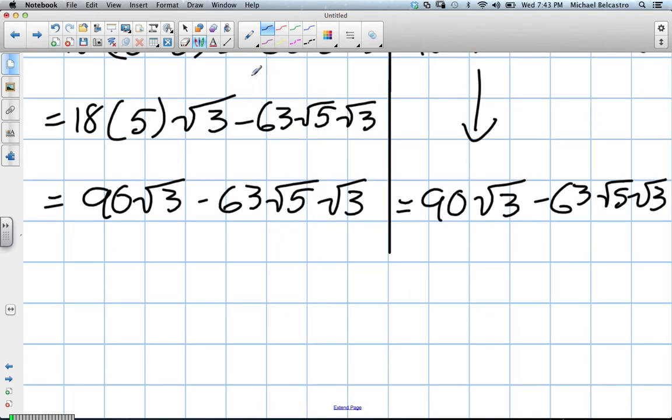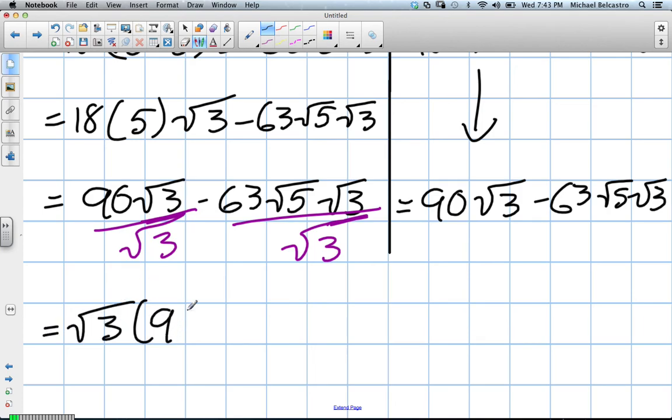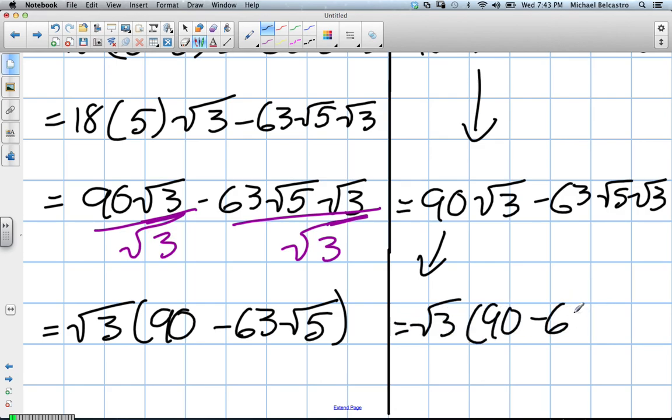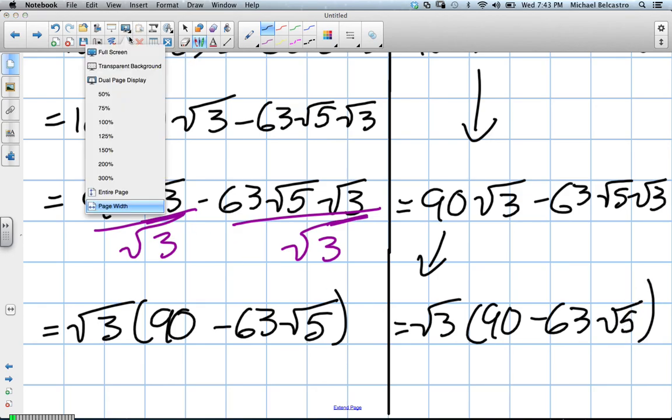Technically, I can factor here. I'm not sure if they want you to do that. There's a root 3 in both of these, so we can divide everything by root 3 as a common factor. Okay? I don't know if you remember doing common factoring. So we have root 3 on the outside, and then we'd have just 90 minus 63 root 5. And I guess that would be as simple as they'd like it. And of course, we could do the same thing on this side. So we get root 3 times 90 minus 63 root 5. Okay, and that would be, I guess, the most simplistic version of this.